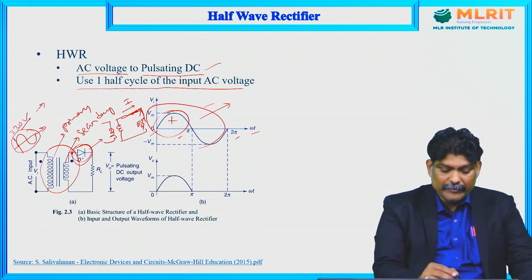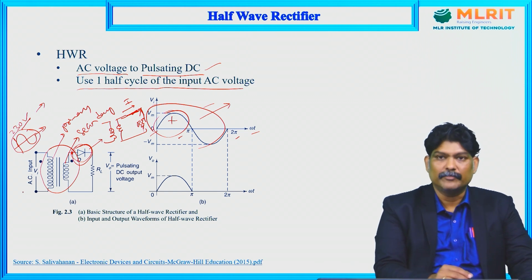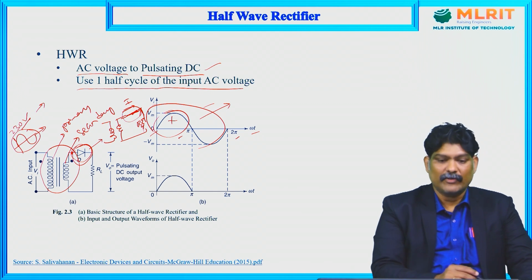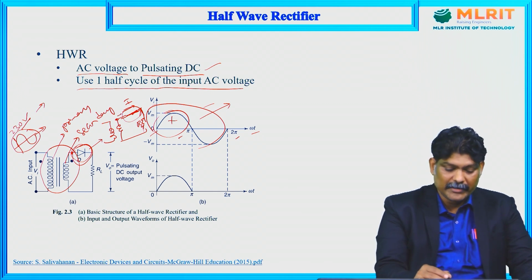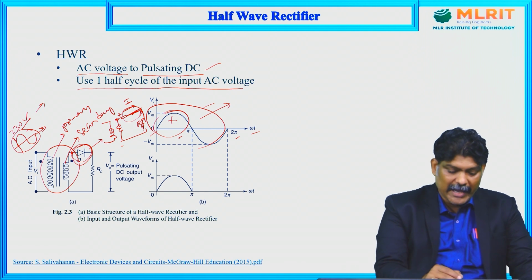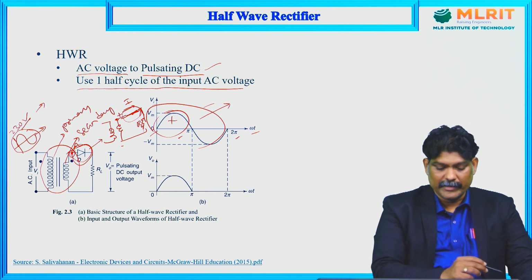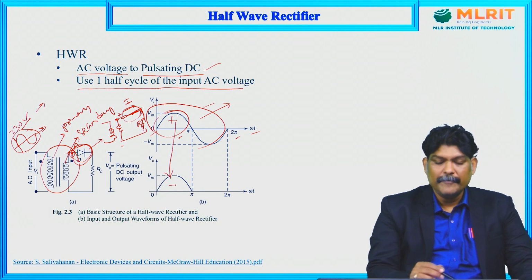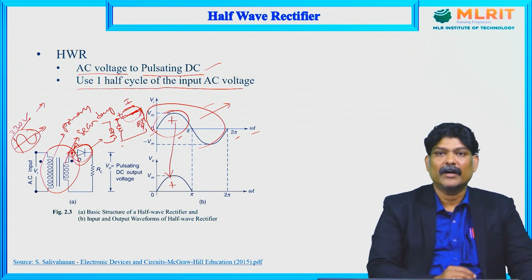So during the positive half cycle of the 230 volts AC input signal, the diode conducts. The diode gets forward biased because the anode is connected to the positive terminal, which means it is forward bias. So during the positive half cycle you can get the output current.